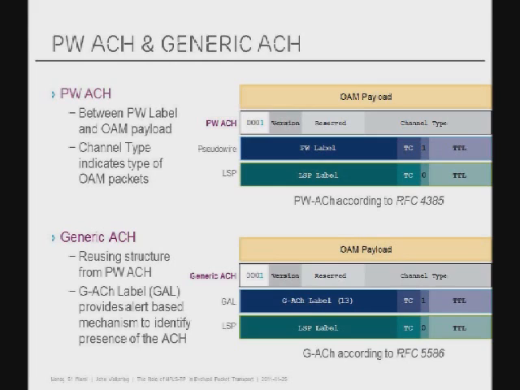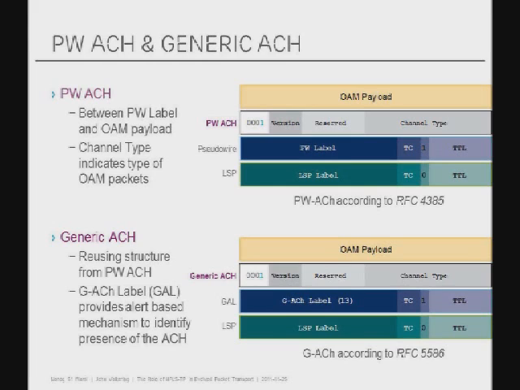And we've done something similar for the LSPs, for the generic associated channel. So where we had the LSP that already was carrying, for example, a pseudo-wire, there is a new reserved label introduced in MPLS-TP, which is reserved label 13. This label is known as the GAL, or the generic associated label.